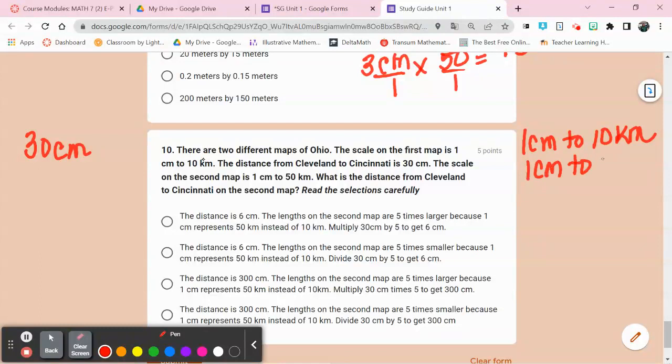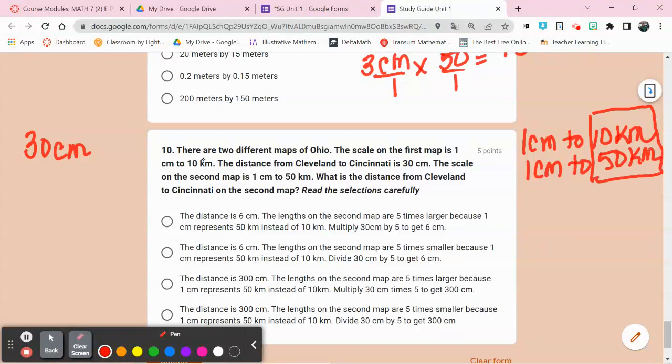And there's a reason I'm writing these above each other, below each other. For those of you in my class, you remember me showing you this. What is the distance from Cleveland to Cincinnati on the second map? Well, first of all, we need to see how many times bigger or smaller the second map is. Now, if you remember, the larger the second number, the smaller the drawing or map. But the way to tell by how much is to do this.